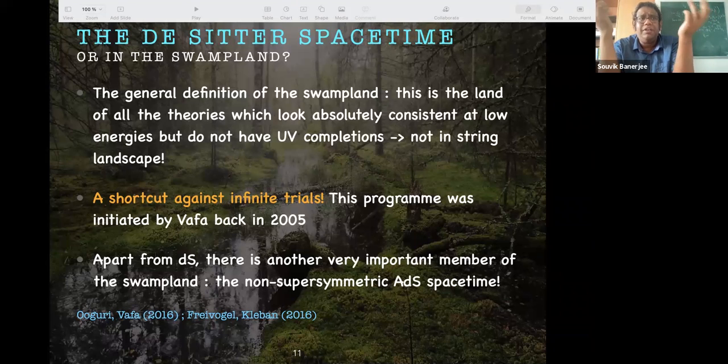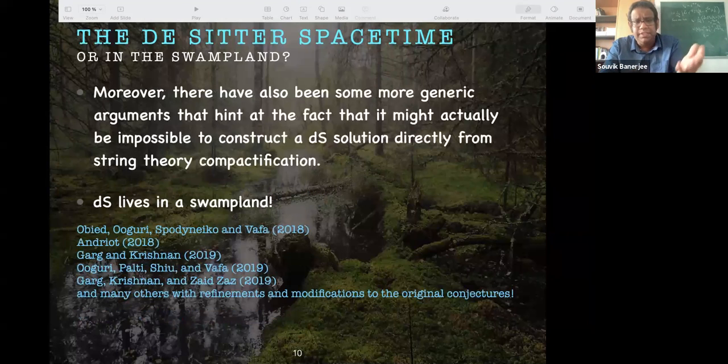You can think of it as a shortcut against infinite trials. You start with a system and try to understand whether you can find a de Sitter solution. You start with another system, and try to find whether you can find a de Sitter solution. So the swampland arguments are a shortcut for this whole program. It says that if a theory has these features, then it will be in the swampland, or if it doesn't satisfy them, it will be in the landscape, or vice versa. They want to find a set of rules that tell you which theories you can put in the swampland and which theories have to be in the string landscape. And then there has been refinement, as I mentioned, of these conjectures by several authors.